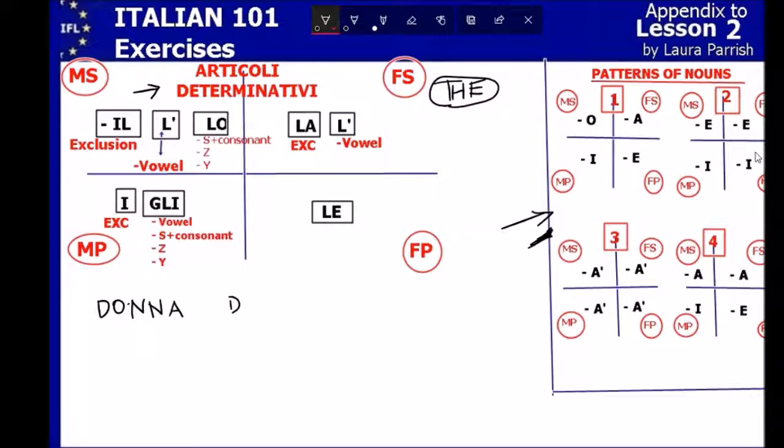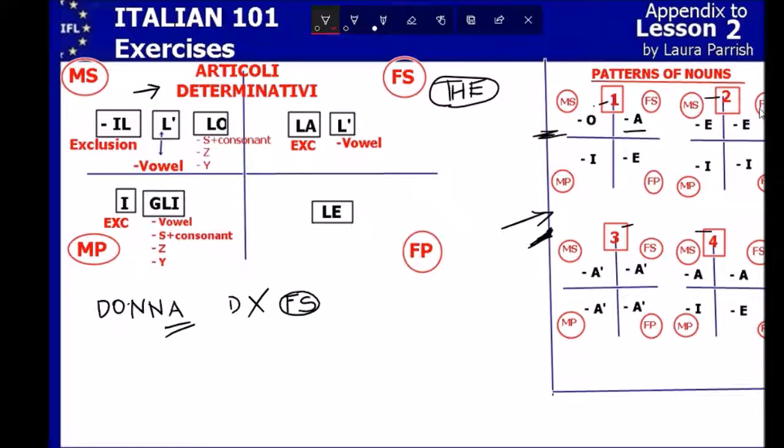So, donna belongs to this pattern. This is pattern number 1, and you can see the last letter of this word is a. Basically, I want to tell you that patterns number 1 and number 2 are the most common. The other ones, 3 and 4, are very rare, but you need to know them anyway. So here, donna ending in a, we know that it is feminine singular. We have the first step: to know the gender and number. This word is feminine and singular.